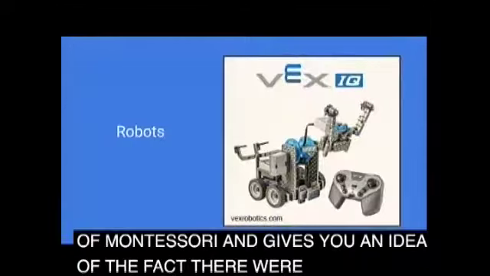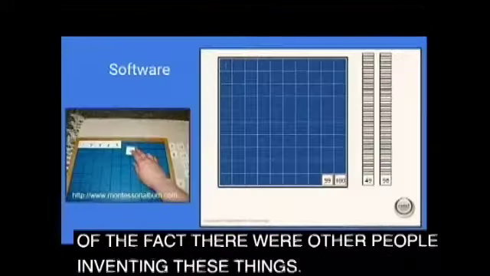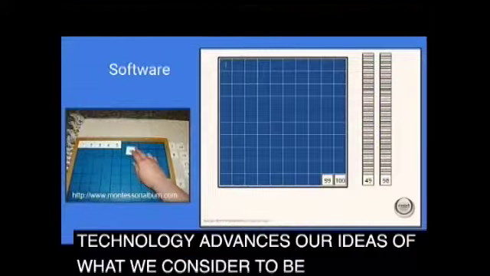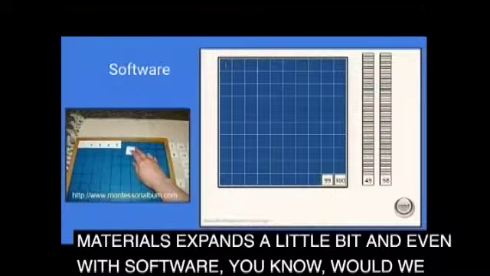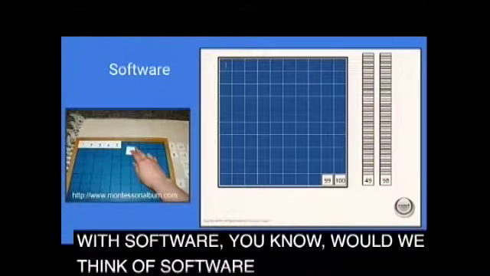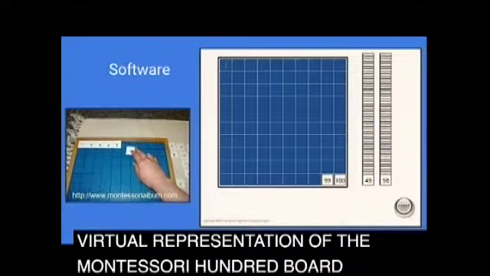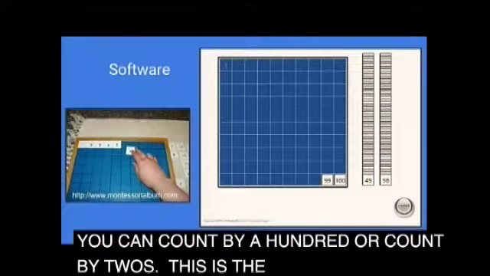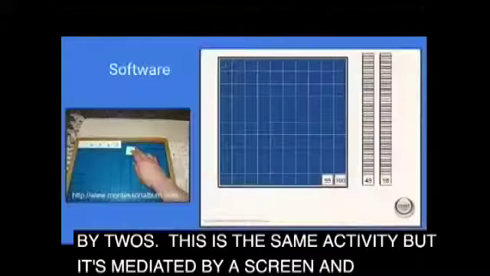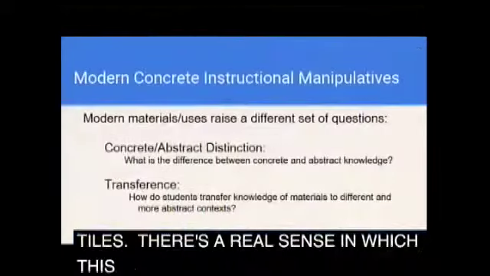Of course, as technology advances, our concepts of what we consider to be concrete instructional materials expand a little bit. And even with software, would we think of software as a concrete instructional material? So this is a virtual representation of the Montessori 100 board, and here you can count to 100 or count by twos. And this is sort of the same activity, but it's mediated by a screen and a mouse, as opposed to a wooden board and tiles. So there is a real sense in which this is a concrete instructional material. So we can think of software as a concrete instructional material.